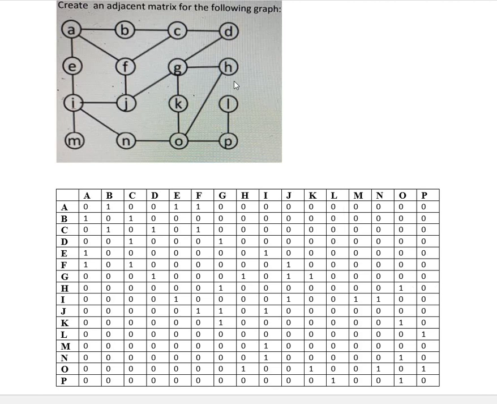And we go now to I. So I has 4 nodes, E, M, N, and J. So 1 connected to E, 1 connected to J, 1 to M, and 1 to N. Everything else is 0. Come across, 1 at E, 1 at J, 1 at M, 1 at N. Everything else is 0.